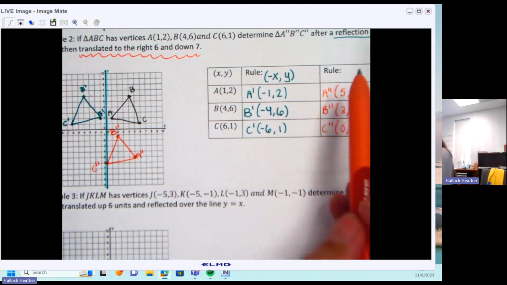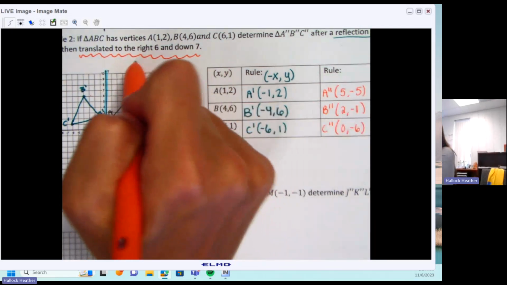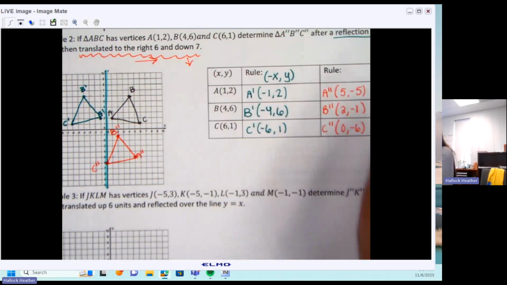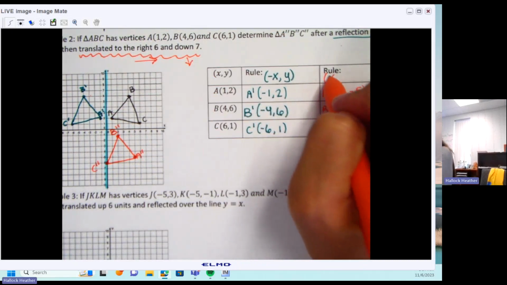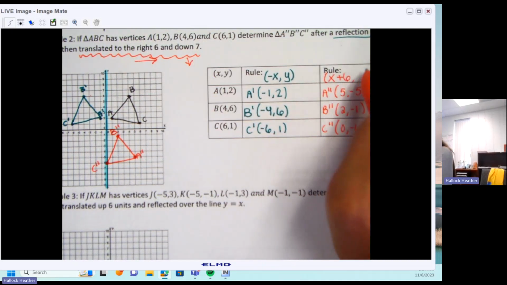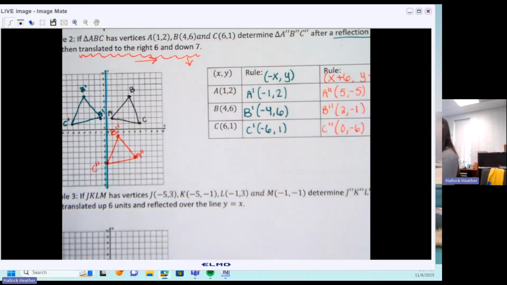So the rule for this, if I go to the right 6 and I go down 7, what I'm doing is x plus 6 technically, and then y minus 7. How do we feel so far? Not too bad.